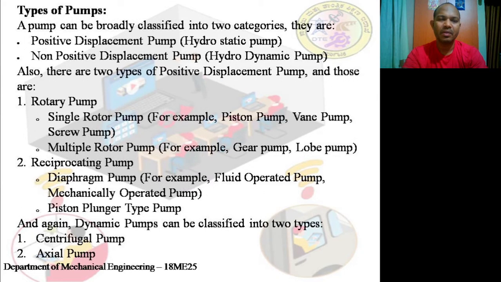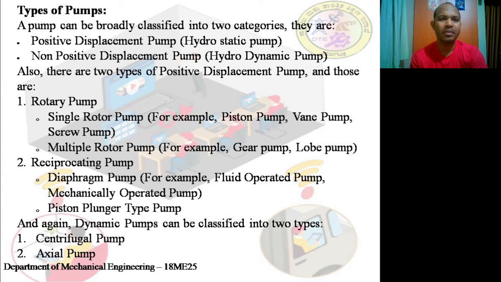Now let us talk about different types of pumps. There are so many types of pumps available. Basically, we will categorize them in a broad way, not in detail. Let us try to categorize them based on classifications.